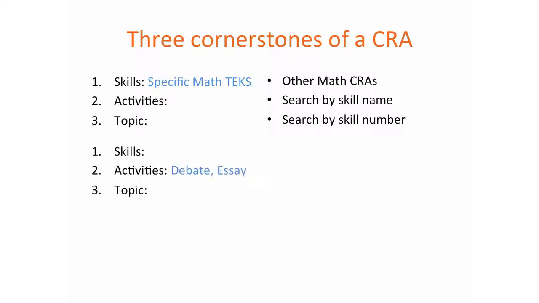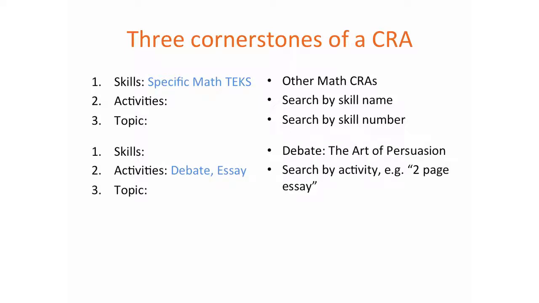Perhaps instead you know which activities you want students to complete, for example, a classroom debate and a brief essay. In this case, you could look at the CRA debate, The Art of Persuasion, to see which topics and skills it mentions. Also, you can once again use the search box to locate CRAs that include a particular activity, for example, 2-page essay, and review these CRAs for ideas.